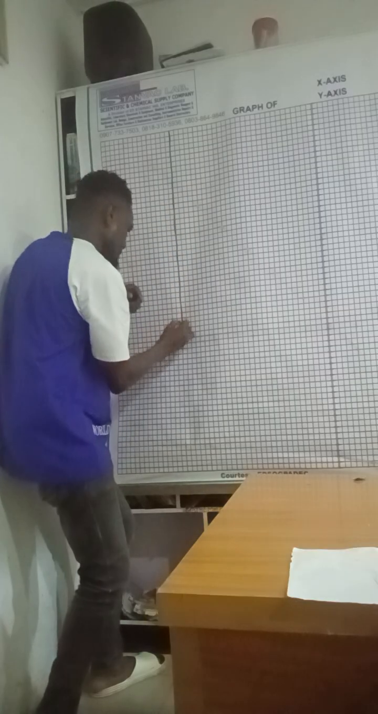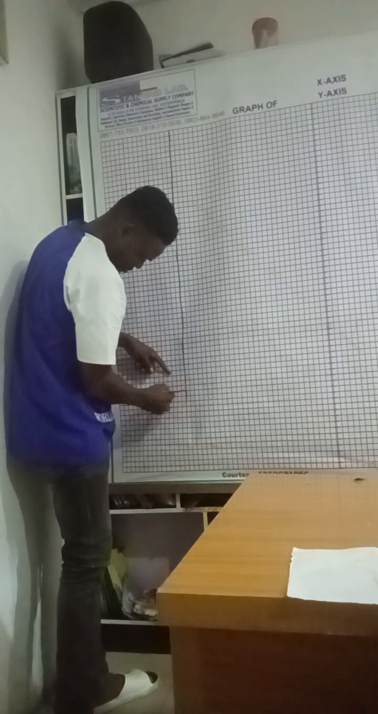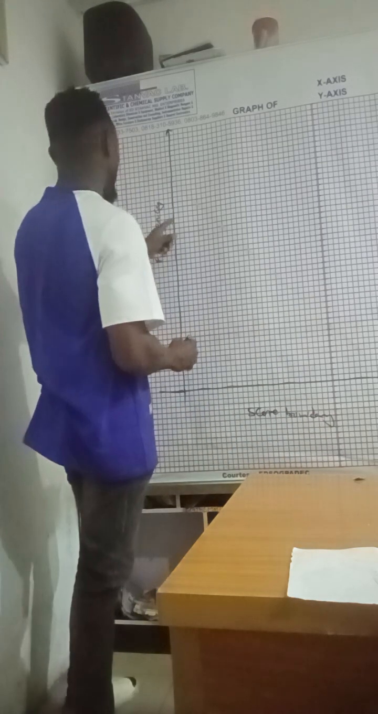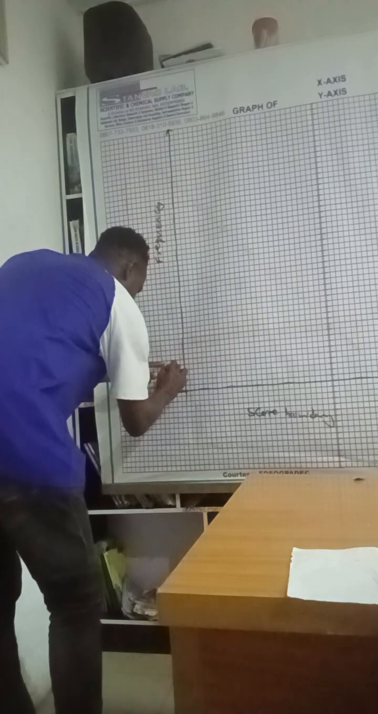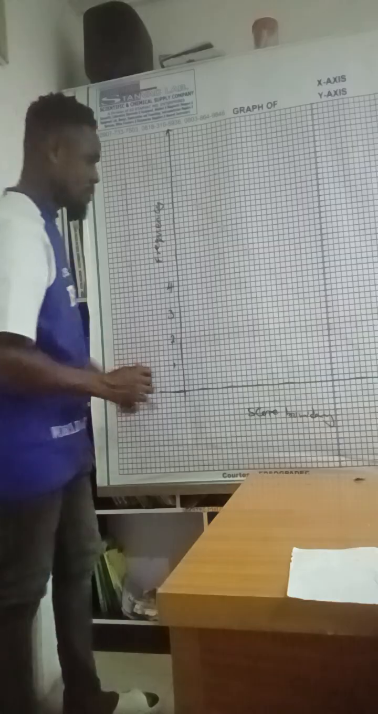So let's see how it goes. This side is frequency, and this side is our class boundary, or score boundary. So let's use score boundary, because they gave us score boundary. Let's just use 1, 2, 3, 4. We have a maximum of four. Four is the highest frequency there.